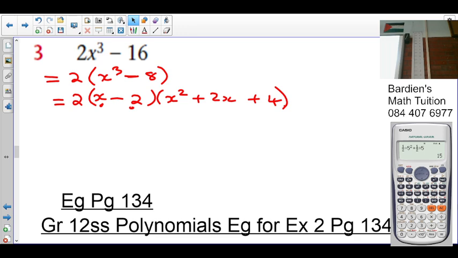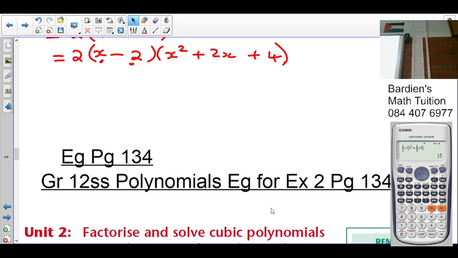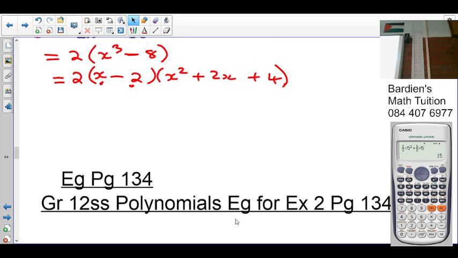Right, so with that you should be able to do exercise 2 on page 134. You do for me the odd numbers for tomorrow. Okay?